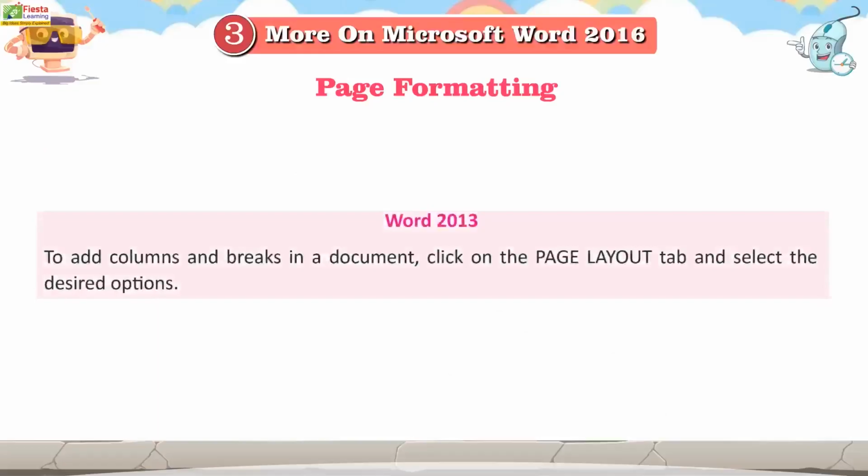Word 2013: To add columns and breaks in a document, click on the Page Layout tab and select the desired options.